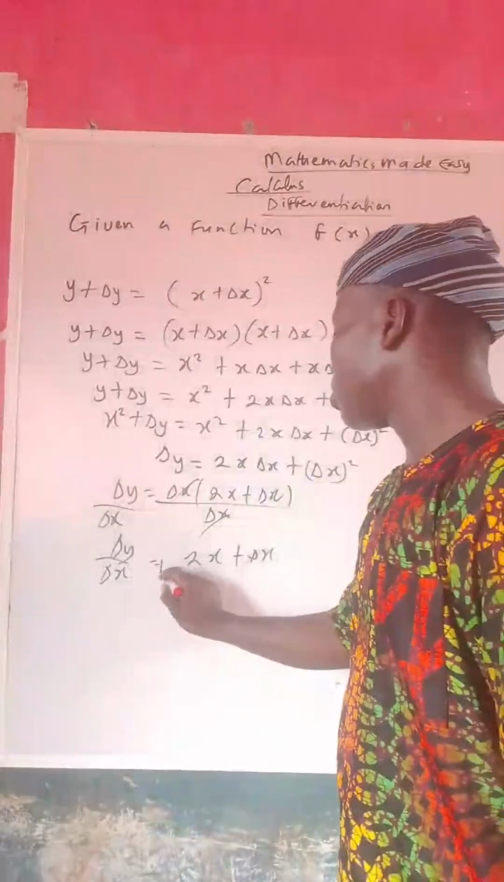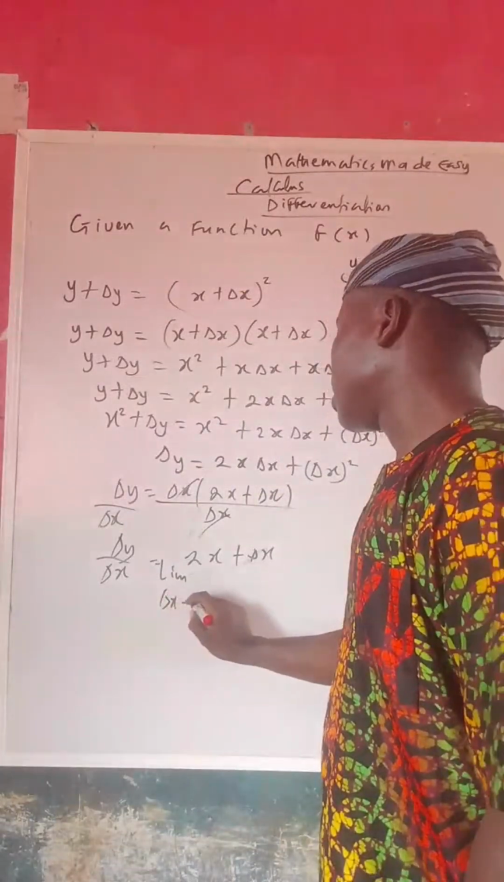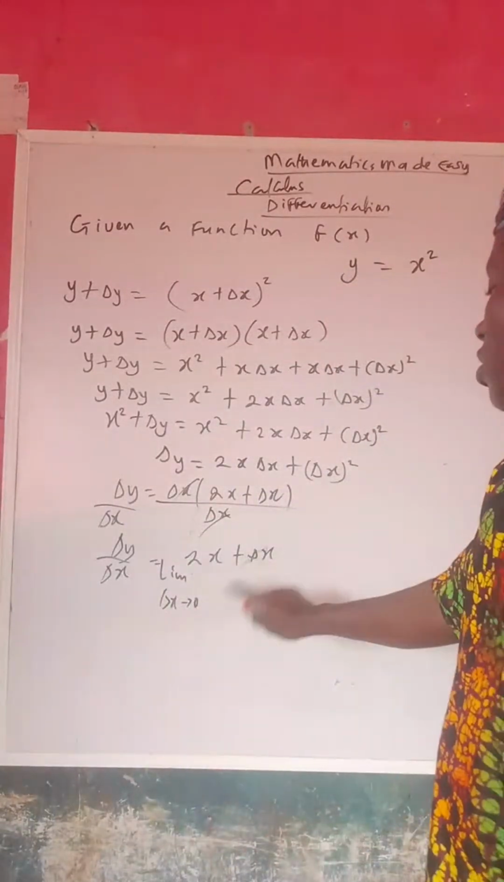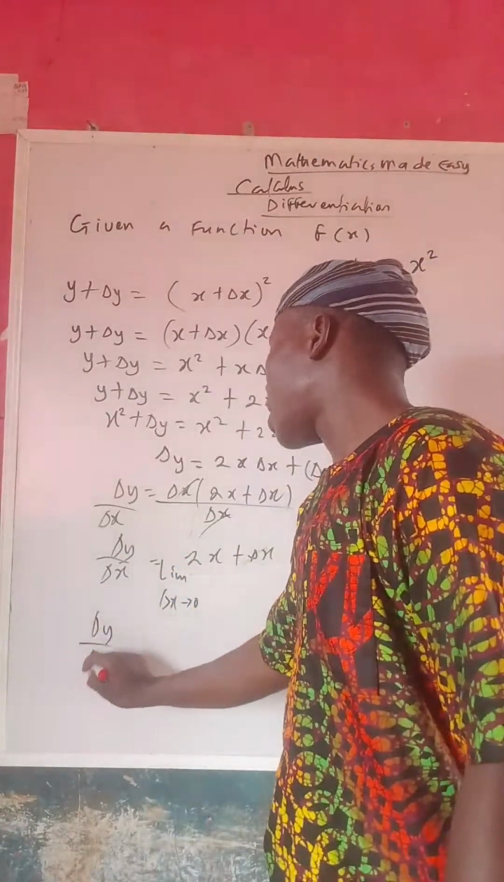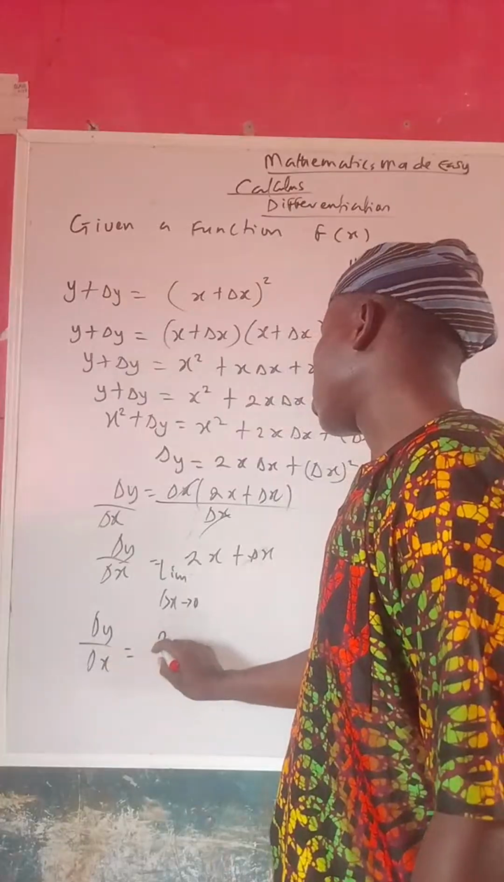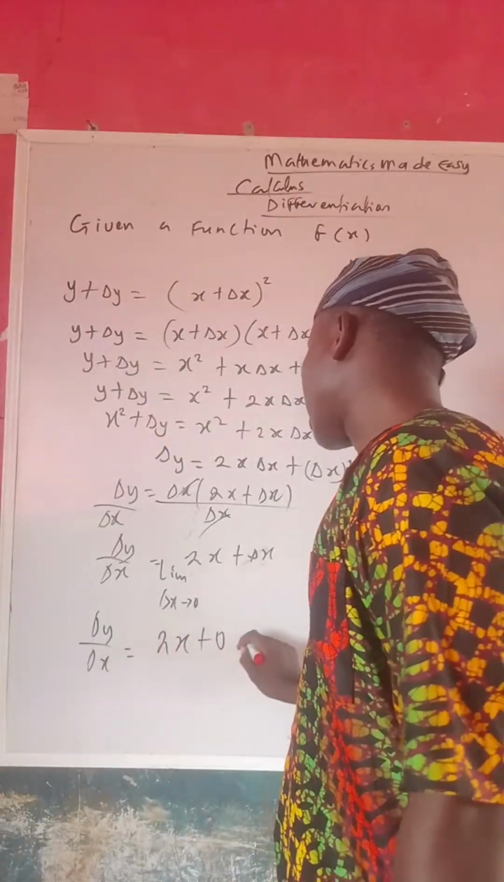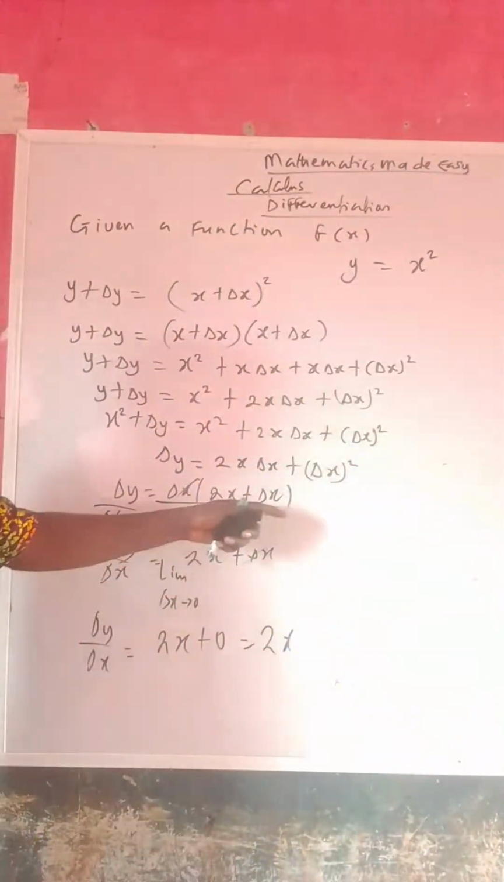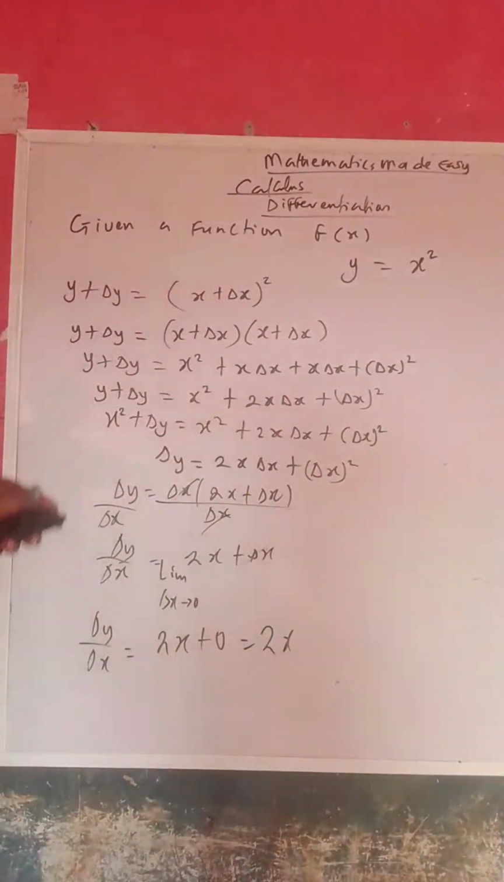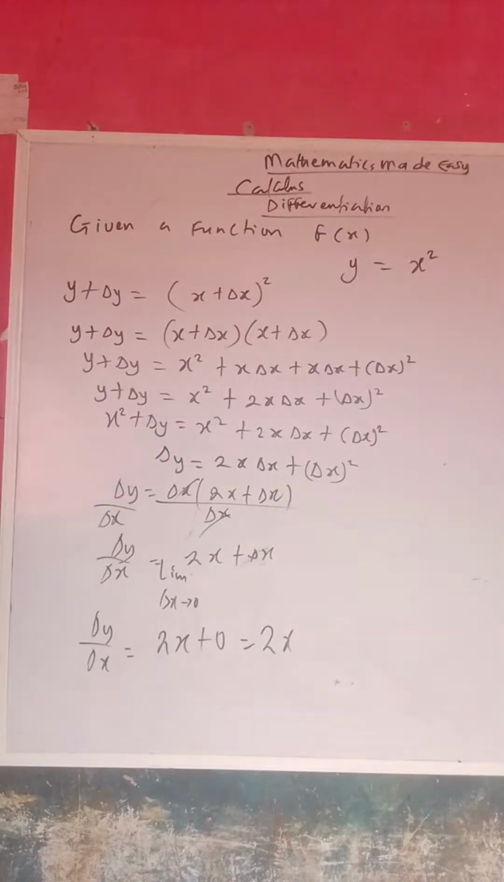Then you take the limit as change in x tends to 0. Alright? So what we have now is change in y over change in x equals 2x plus 0. That's going to give us 2x. That is beautiful and cool. So that is how you do that using this method. I hope we are getting it.